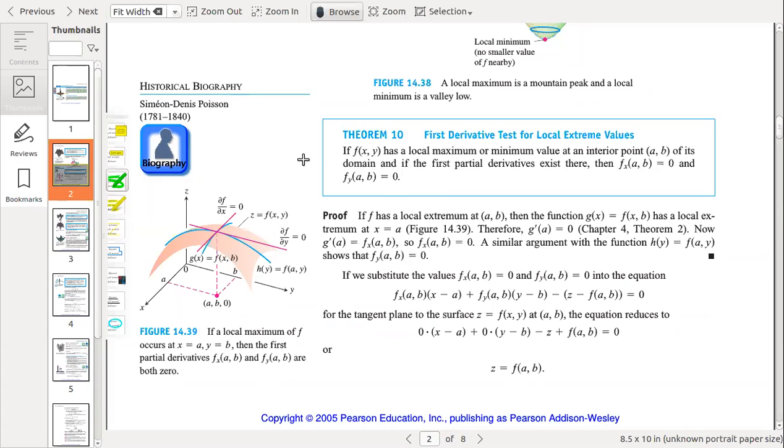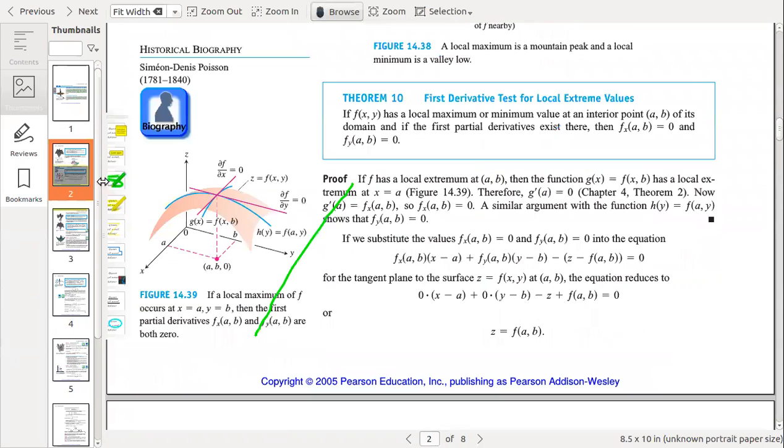It means that if a function of two variables has a local maximum or minimum value at an interior point (a, b) of its domain, and if the first partial derivatives exist, then partial f over partial x at (a, b) should be equal to 0, and partial f over partial y at (a, b) should be equal to 0. Here we don't need to do the proof, so you can skip it.